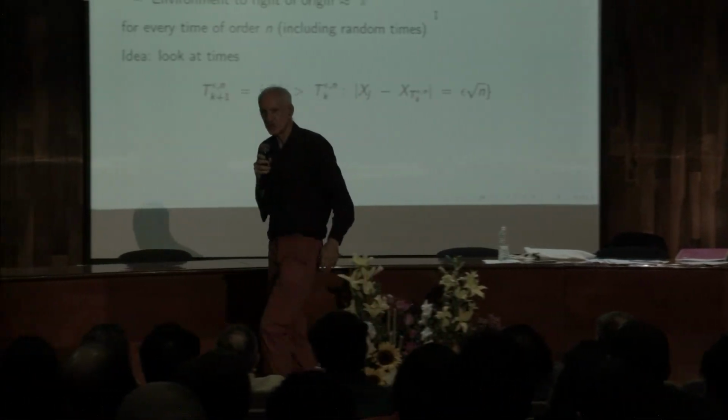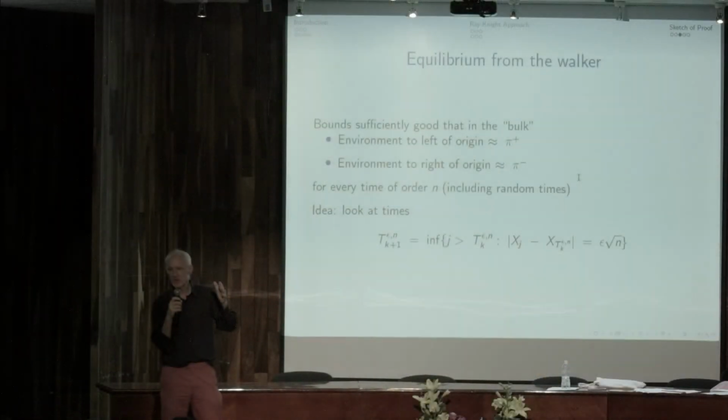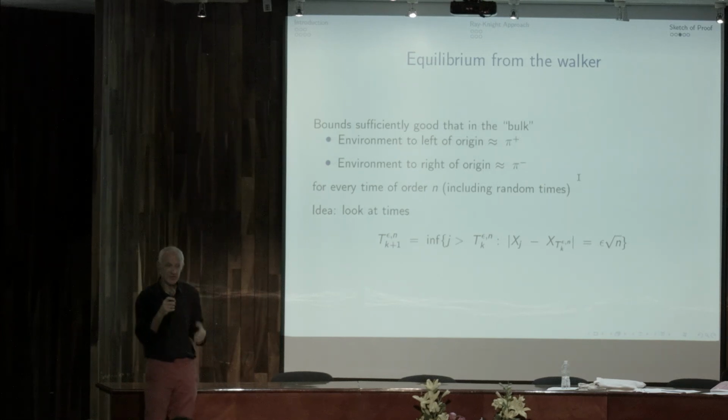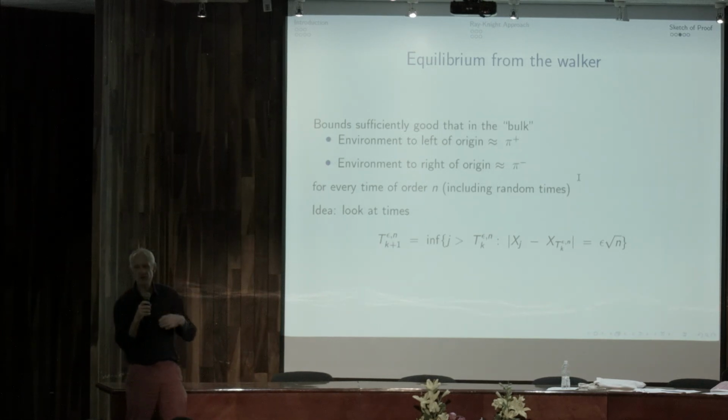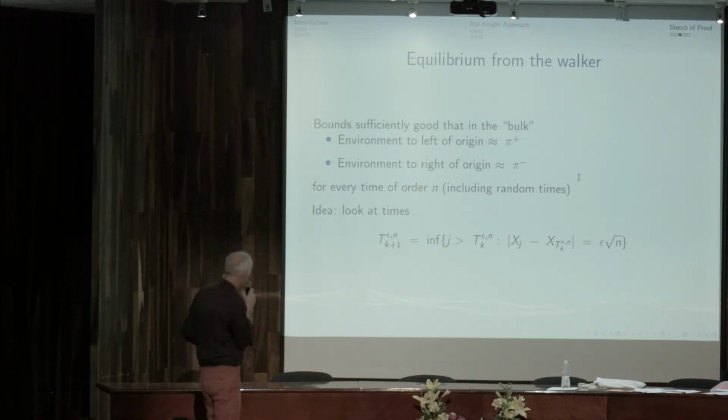what we have, though, is our strategy is now to look at things. It's just a coarse graining strategy. For our walker, we look at when you have moved a distance epsilon square root of n to the left or the right. That's the first stopping time. Then you look at the next time you've moved epsilon square root of n to the left or epsilon square root of n to the right. This is a very natural thing to do. Eventually, we're going to fix epsilon, let n go to infinity, and then let epsilon go to 0.